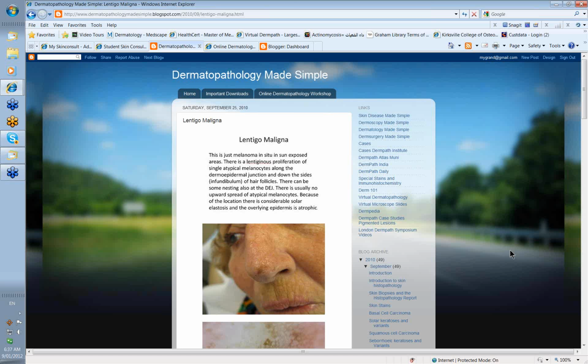Lentigo Maligna is basically just melanoma in situ. And the fact that it's in situ indicates that the abnormality is restricted to the dermoepidermal junction. There's no invasion into the dermis at all. There may be spread down hair follicles, but really the lining of a hair follicle is contiguous with the surface epidermis anyway. So this is what makes it all in situ.